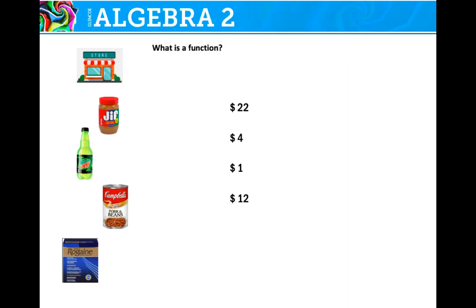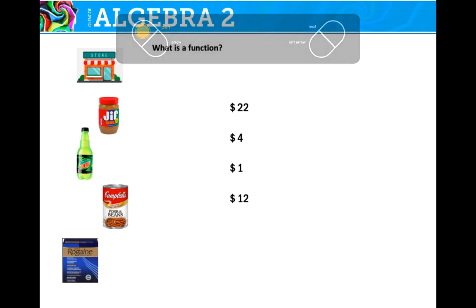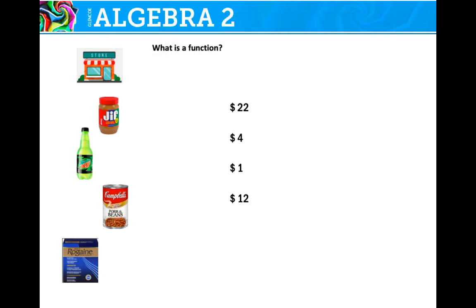So we go to the store, and I got a list of things to buy, and I'm going to buy some peanut butter. I'm going to take this Jif peanut butter. Gavin likes peanut butter. That's going to cost me $4. And then I'm thirsty, so I'm going to have some Mountain Dew. And it's only $1. I bought a little one, $1.